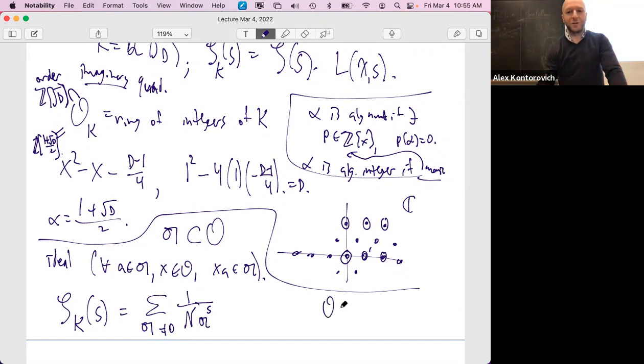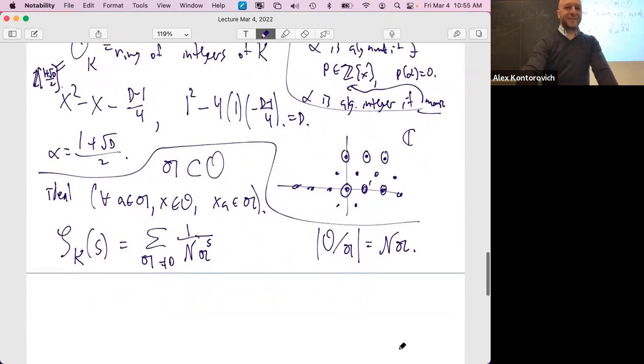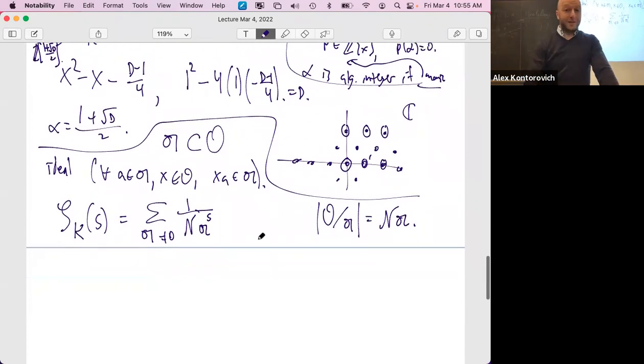So what does it mean to be an ideal? It means that the quotient is just some finite group, so the size of this is the norm. You're using that in a Dedekind domain your prime ideals are maximal, so you're going to get a finite field out of this. Well, it's not a field unless alpha is prime. Oh, but you're just taking all ideals in general. Okay. But ideals decompose into prime ideals.